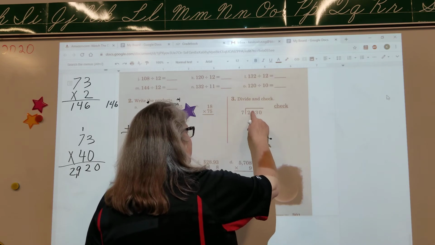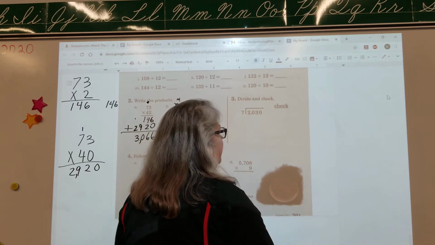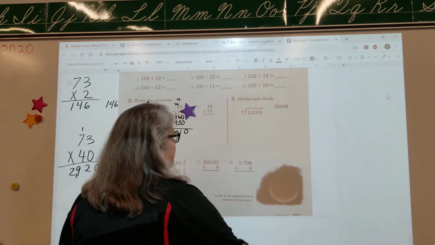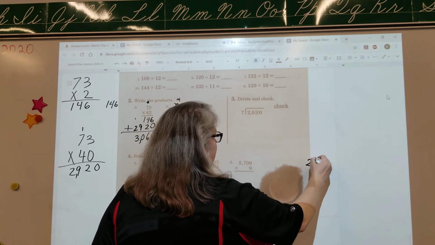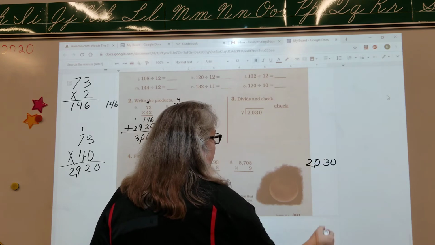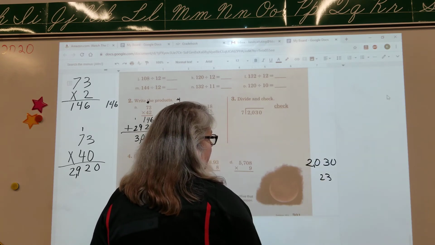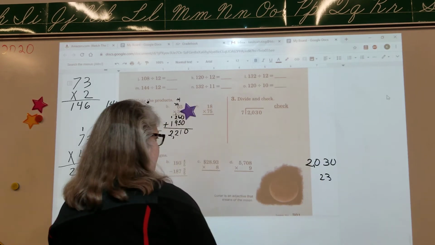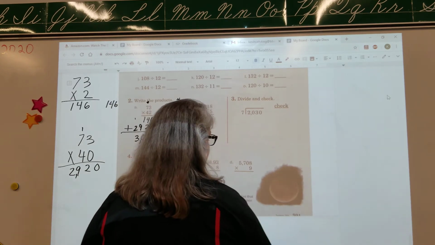We have to be careful when we have zeros. Sometimes we want to ignore the zeros, but zeros are very important. Let's look at this. There's a big difference between 203 and 2030, and if I took both of the zeros out, I only have 23. See that? There's a big difference. Zeros are so extremely important.